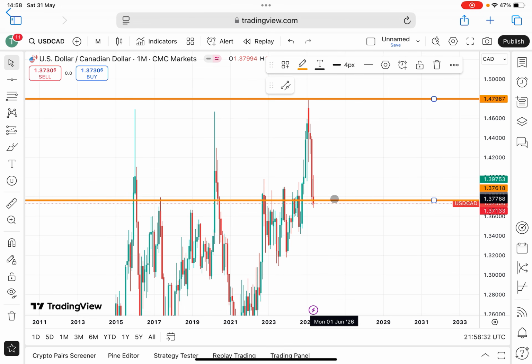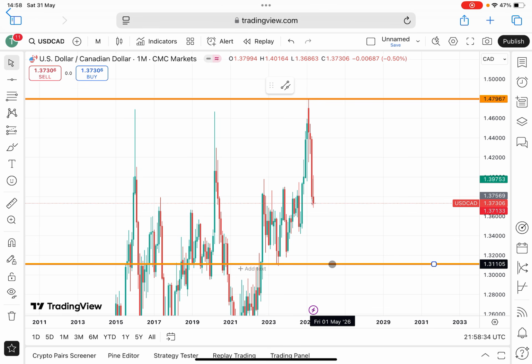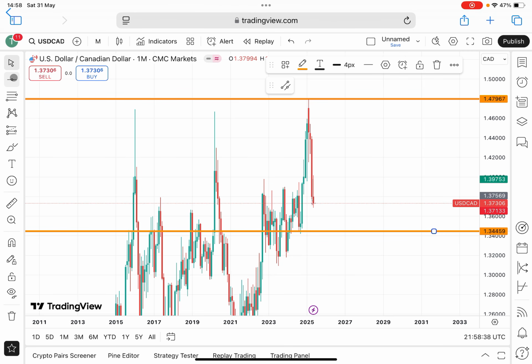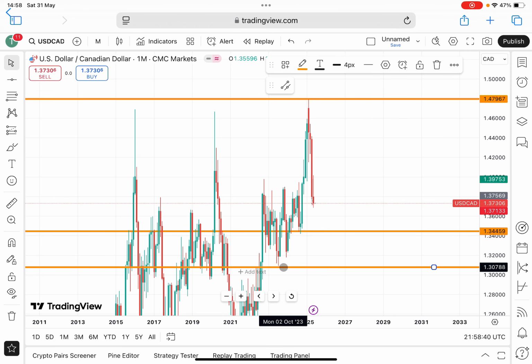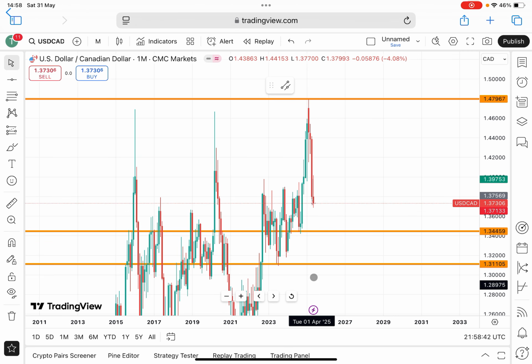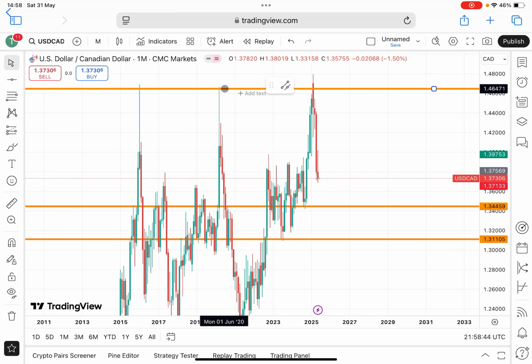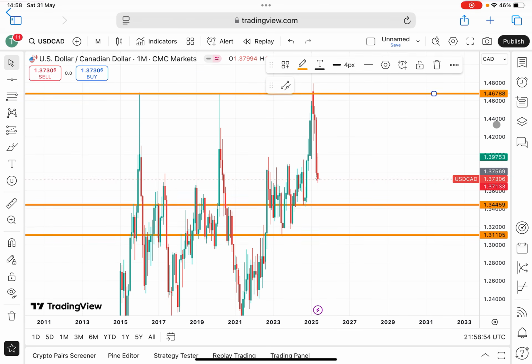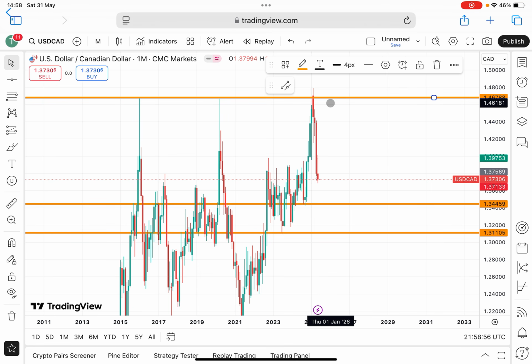So as you can see on the monthly, there is a first support here, another support here. You can see on the monthly there is a double top here, and market sold all the way down, tried to break that bottom again, but it failed. The market was like, where are you going? It dropped back down, because USD is weak.